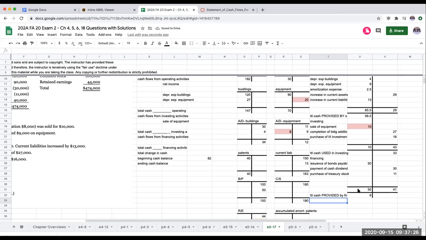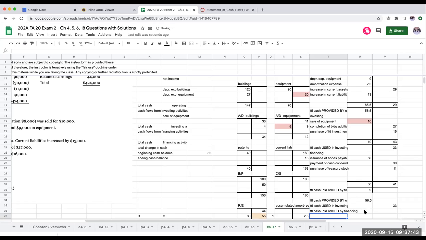And so now what I need to do, this is my total change in cash. So my total cash changed by, provided by operating was 56,500. Used in investing was 33,000. And then provided by financing is going to be 9,000.